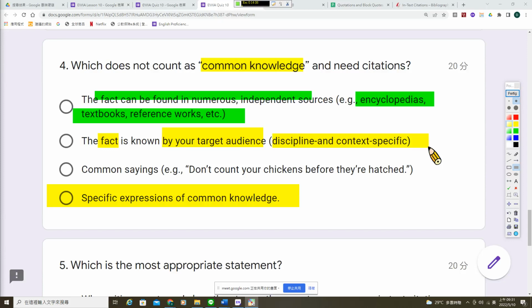I don't have to cite too much. Why? Because they are experts in this issue, and we are political scientists. So if the fact is known by your target audience, please don't cite.